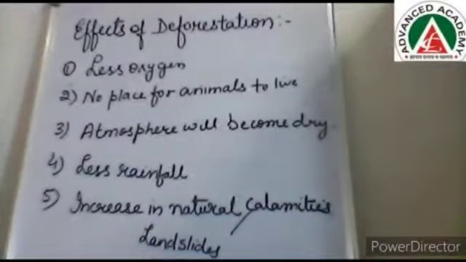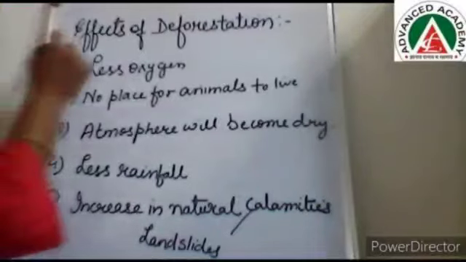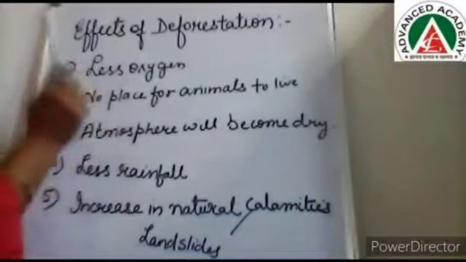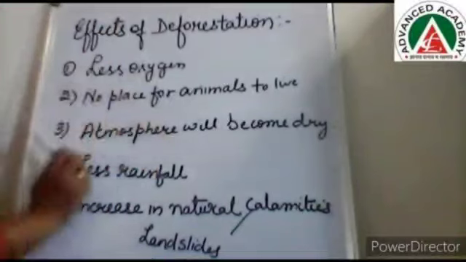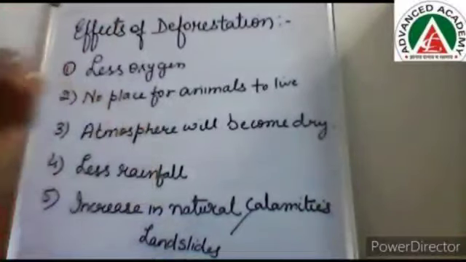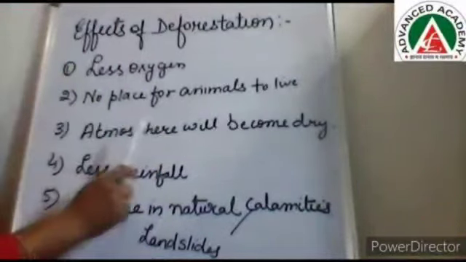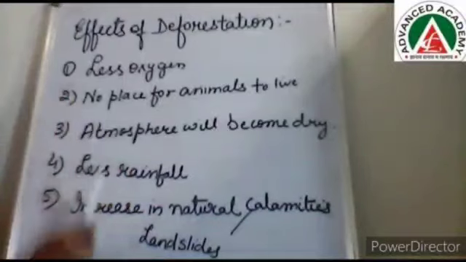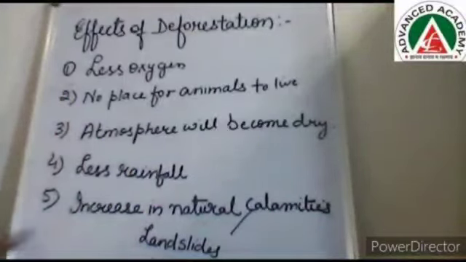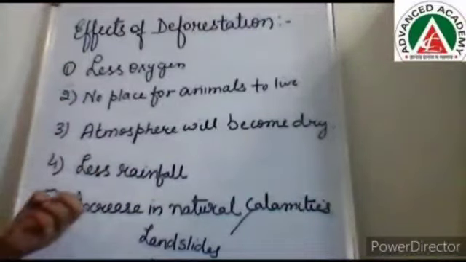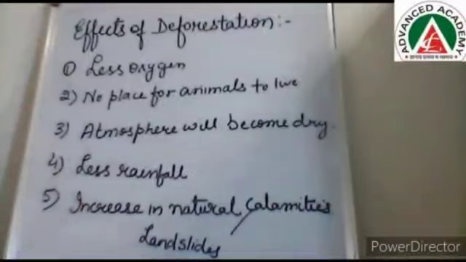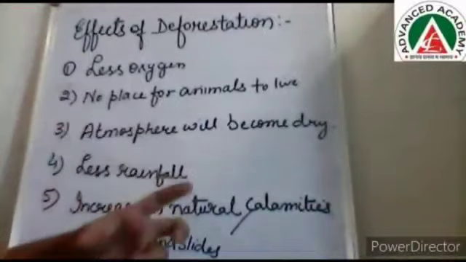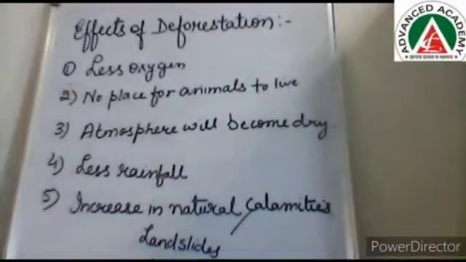So the effects of deforestation are less oxygen, no place for animals to live, a dry atmosphere, less rainfall, and an increase in natural calamities such as floods and landslides. Now we have to remember this: apart from this, trees bind the soil, as well as absorb rainwater that falls on the earth.